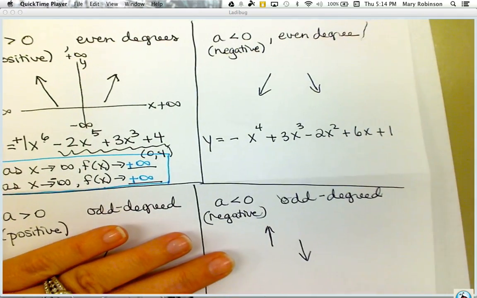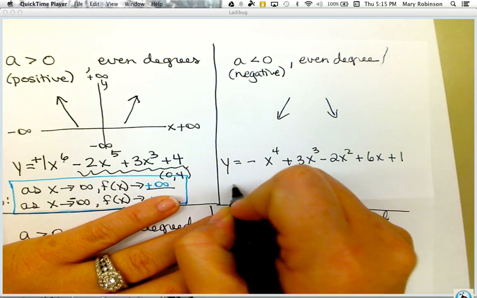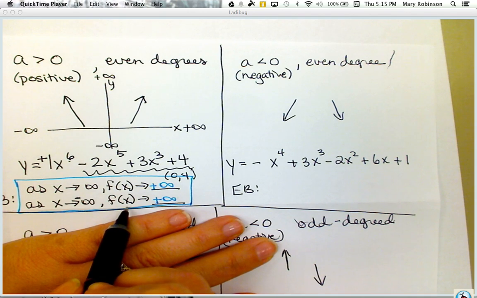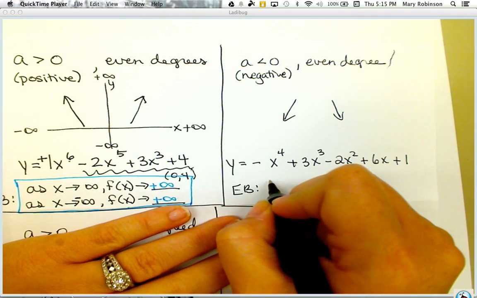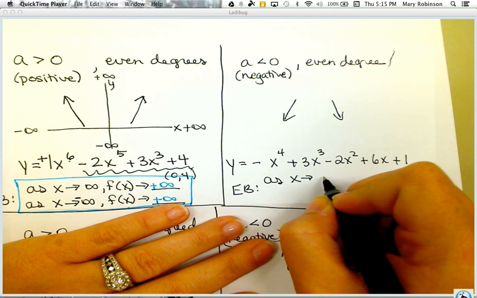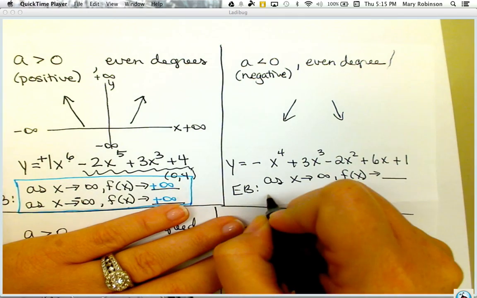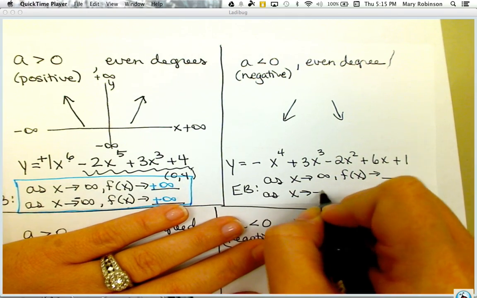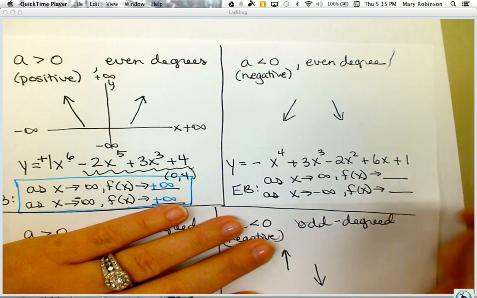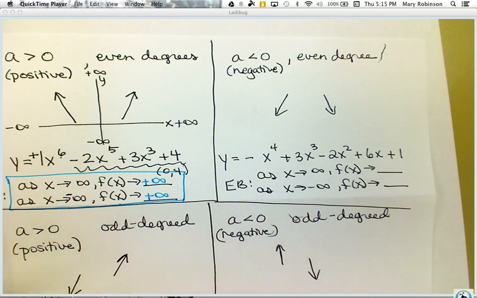Moving to the next one, when a is less than 0 but with an even degree, the nice thing is, again, our end behavior statements look exactly the same. Our job is to simply fill in the ends. So you need to write this over and over to practice it and get the hang of it. As x approaches infinity, f of x approaches blank. As x approaches negative infinity, f of x approaches blank. So now you can pause it for a moment to write that down.